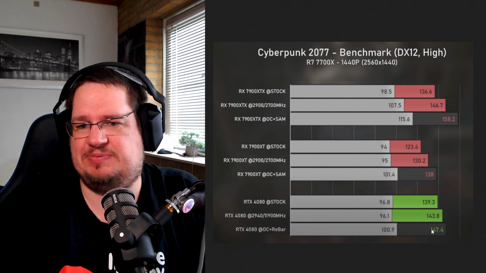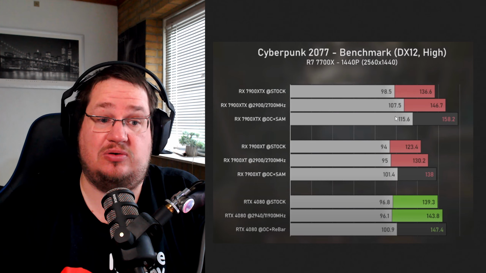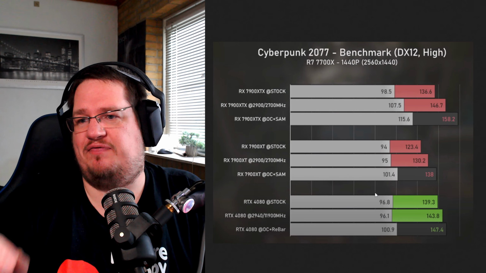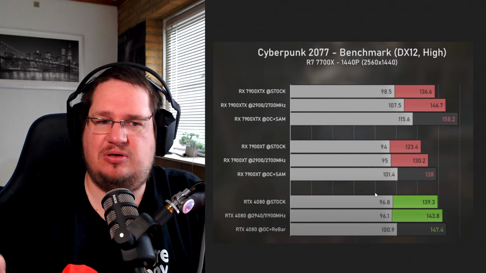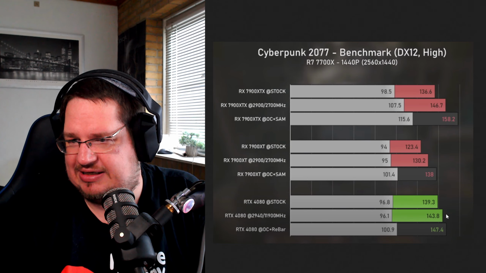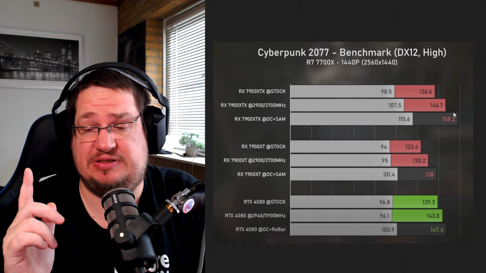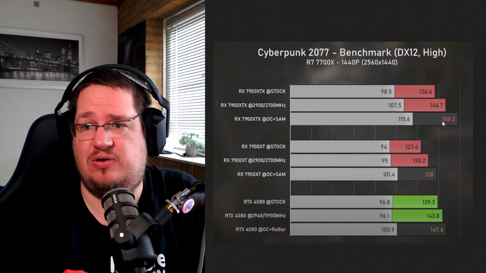This is the most expensive one. This is the stock clocks here, by the way. And this is overclocked, and this is overclocked with rebar enabled. If you look at it like this, look at the numbers. Forget about how big the bars are, because you don't know what this up here is, that could be 1 frame per second. It could be 2 frames per second. We don't know. You have to look at the numbers.